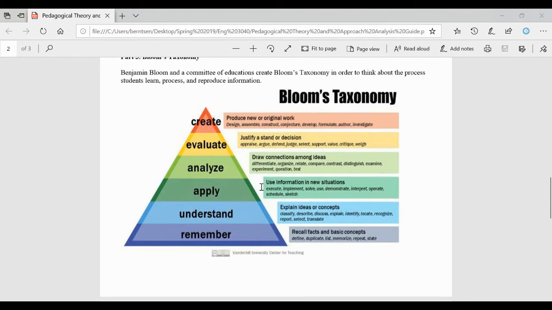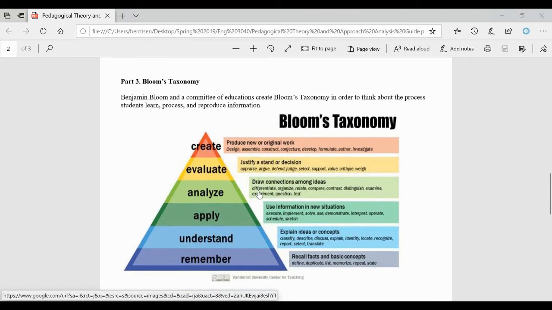So the last one is an important one that has a lot of ramifications in terms of modern teaching, and this is Benjamin Bloom and Bloom's taxonomy. So he didn't create it by himself. He created it with a bunch of educators, but of course he's the one who published, and he was the one who was famous at the time, so it became him, right? So his taxonomy is basically trying to figure out how we learn, process, and reproduce information.